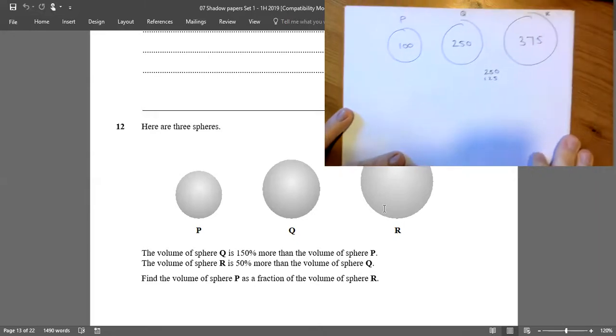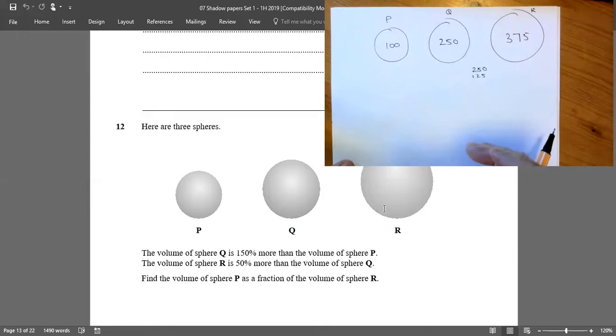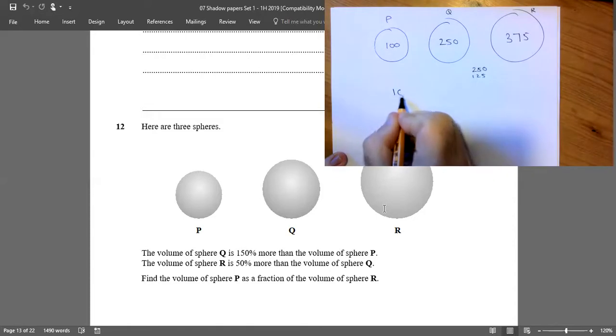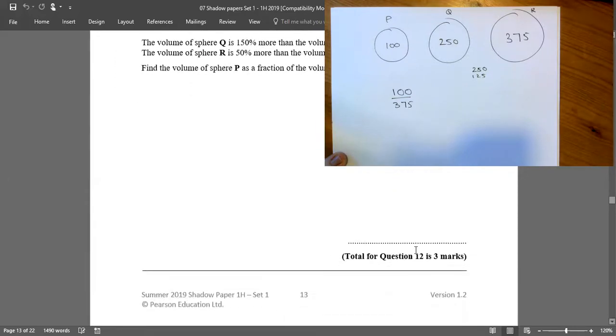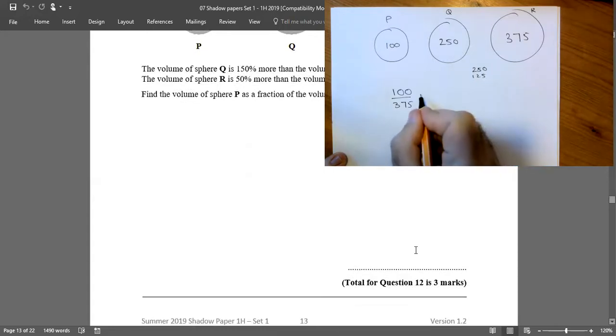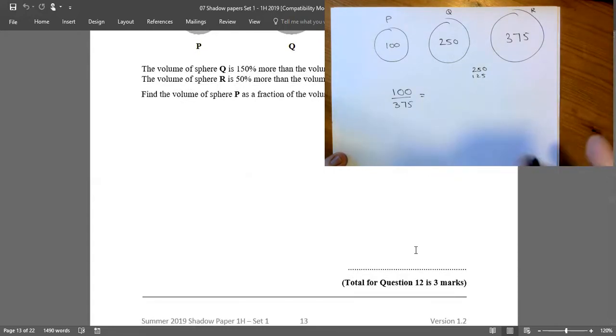for R. Okay, find the volume of P as a fraction of the volume for R. So P over R is 100 over 375. It doesn't ask you to give it in its simplest form, so that is perfectly fine. If you wanted to cancel it down, 25s into 100 goes 4, 25s into 375 goes 15, I believe, 4 15ths. But please don't cancel down unless it asks you to do so.